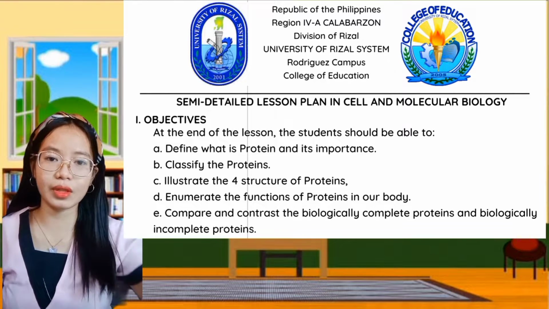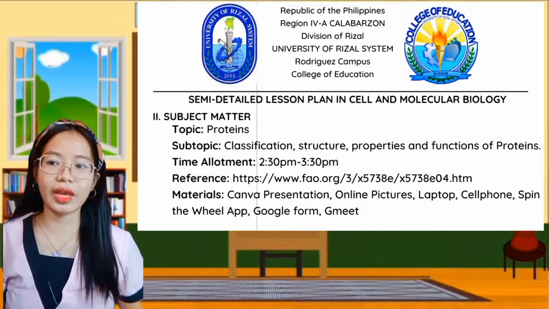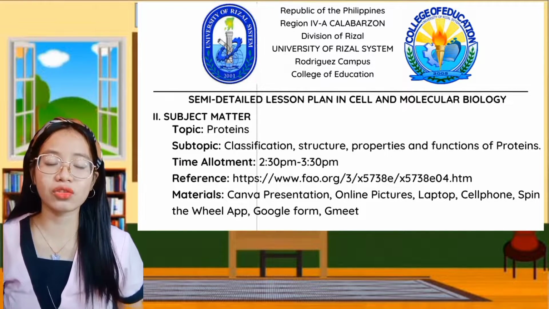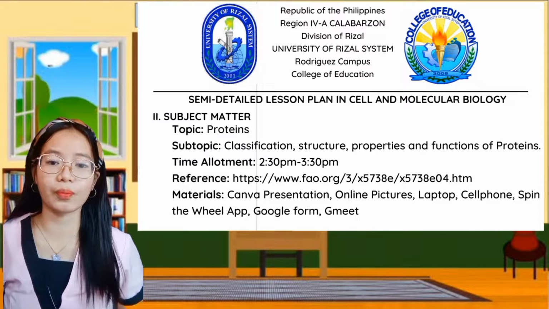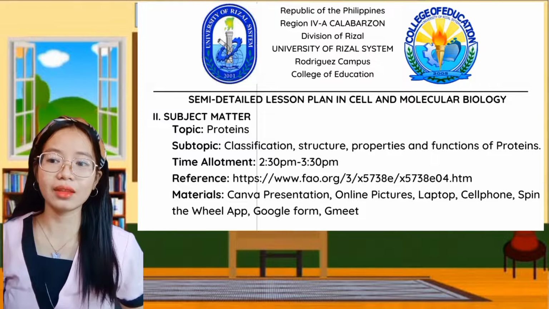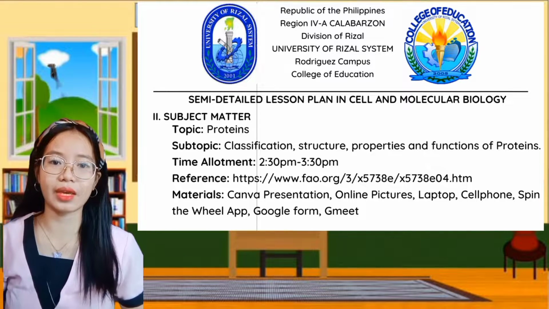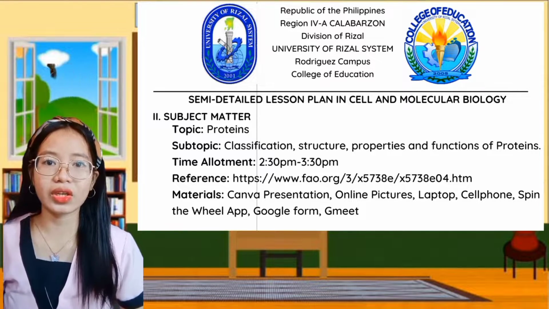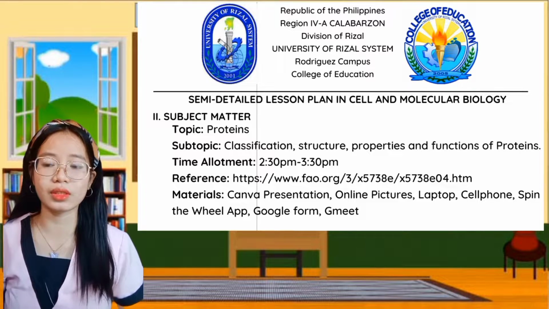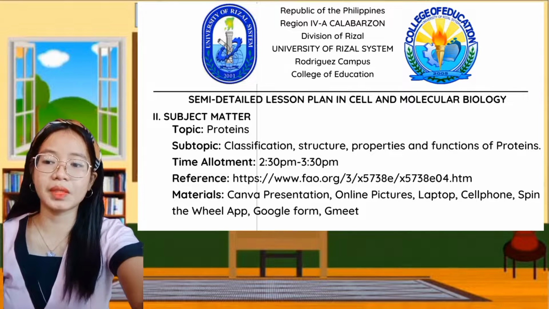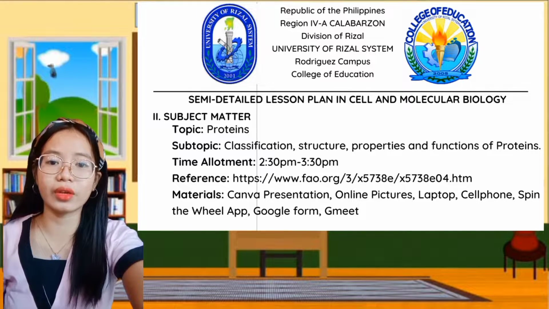Okay, next we will have the subject matter. The topic is proteins. The subtopics are classification, structure, properties, and functions of proteins in our body. Time allotment is 2:30 p.m. to 3:30 p.m. and the reference is here. You can find the details and information that I used in this link. The materials that I used are the Canva presentation, online pictures, laptop, spin the wheel app, Google Form, and Google Meet.